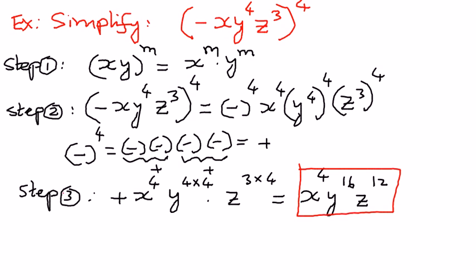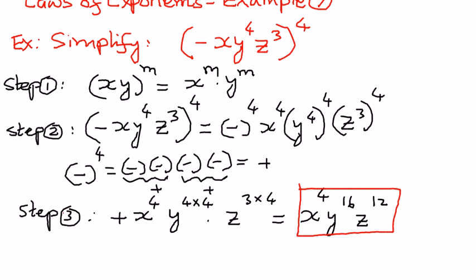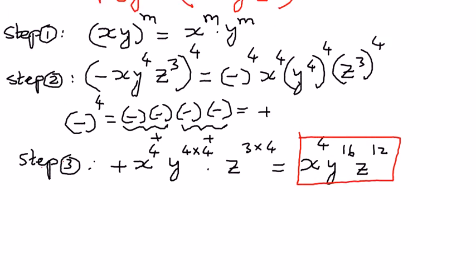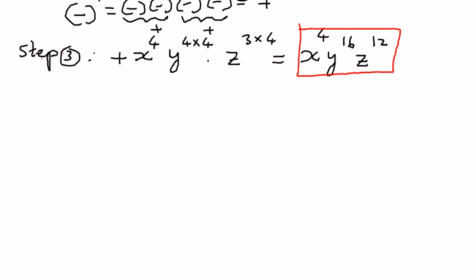The given expression, open parenthesis negative x y to the power of 4 z to the power of 3, the whole thing raised to the power of 4, simplifies to x to the power of 4, y to the power of 16, z to the power of 12. So that is the way we want to use the laws of exponents to simplify this example. Let's see if we can apply these laws of exponents to solve this next example.